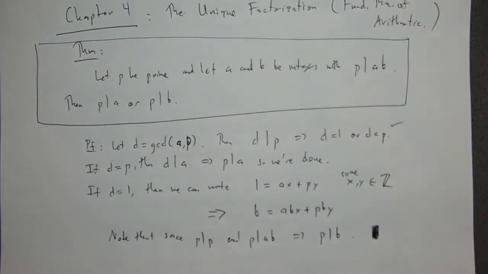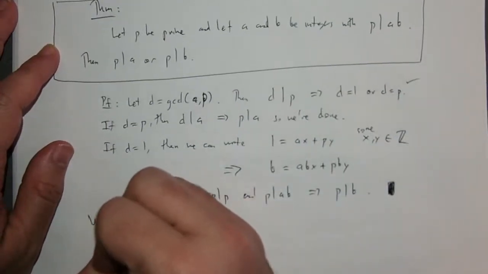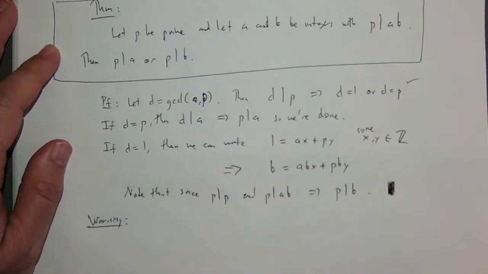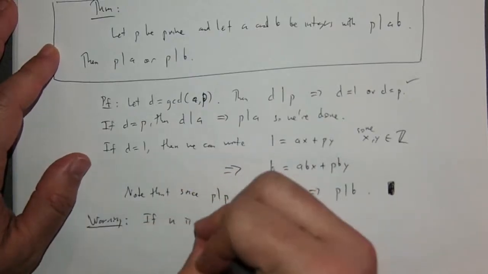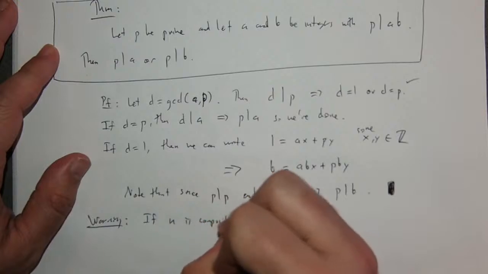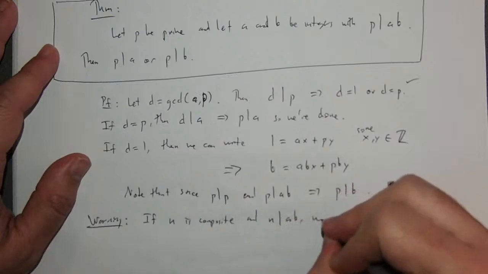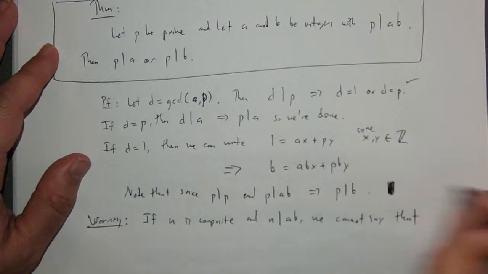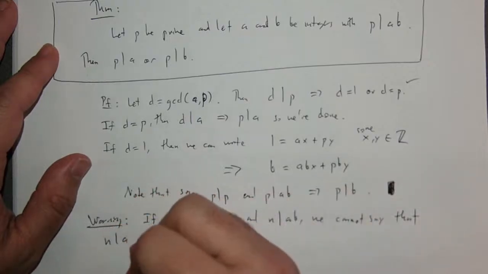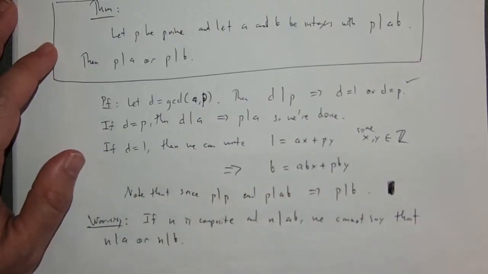Okay, so as I said here. Nice remark. So warning, I should call it. If n is composite and n divides AB, we cannot say that n divides A or that n divides B. You just don't get that, right?